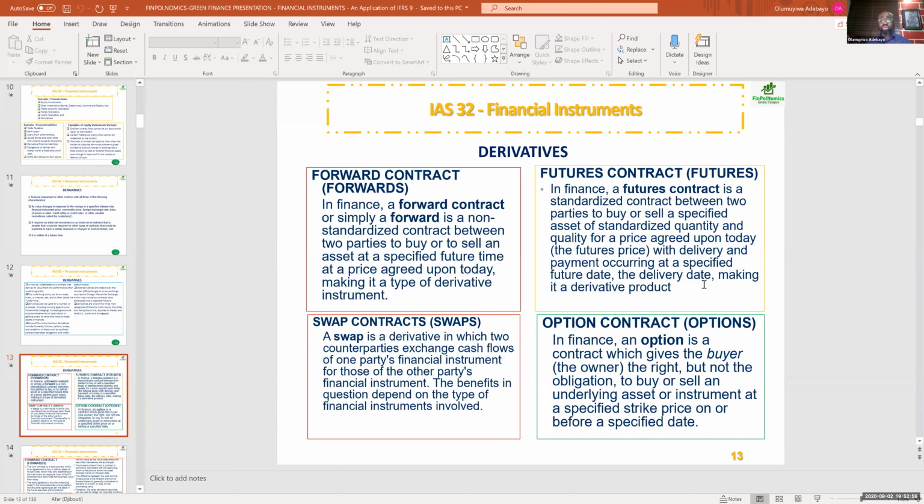Okay? That's why people insinuate that derivatives are a form of gambling, but not necessarily gambling. Rather, they are used primarily for risk management purposes, or what we call financial risk management purposes, and also in today's world, they are now being adopted for speculative purposes.